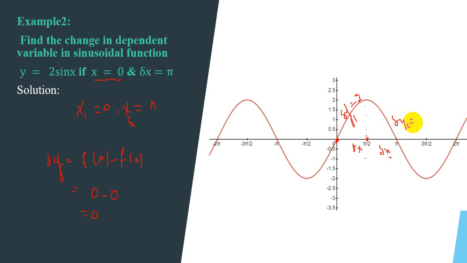So when I add them, I want to find the total increment in the dependent variable. When I add them, my answer will be 0. So finally I can say delta y is equal to 0 when I add some increment from 0 to pi.